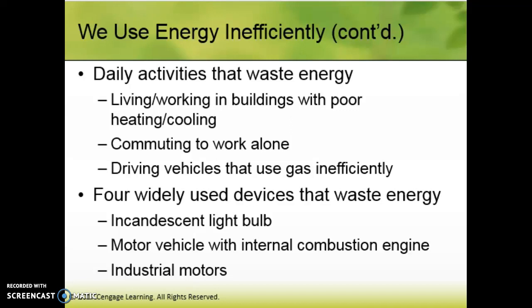Also driving vehicles that use gas inefficiently. Not only does it cost more money to fill up the tank, but you're also burning more carbon. You're being less efficient with your energy. There are four widely used devices that waste energy: cars, industrial motors, and incandescent light bulbs. Excuse me, some of the old school light bulbs. Those waste so much energy because we use so many of them. It's rare for a light fixture to have one incandescent bulb. Typically, they have 5 or 6, and you might have 5 or 6 of those in your home. So you may have 30 light bulbs in your home to power 5 light fixtures.